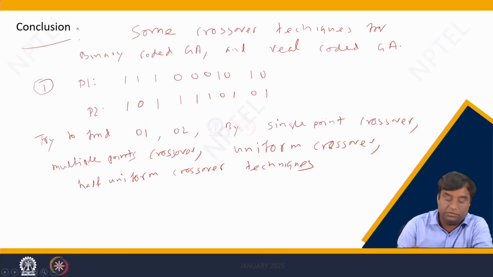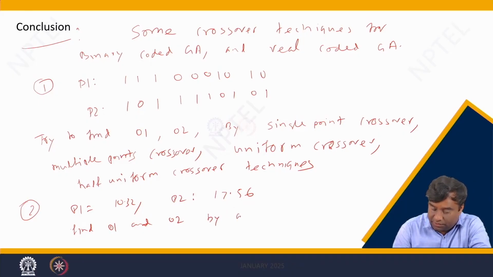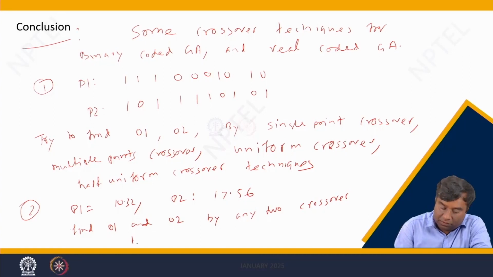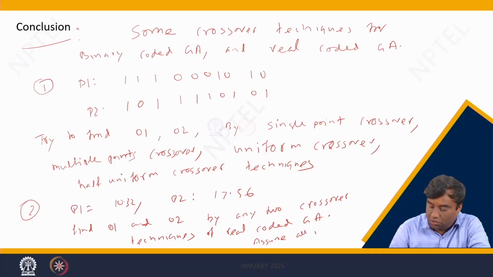And second is that suppose P1 equal to 10.32, P2 equal to 17.56, find offspring 1 and offspring 2 by any two crossover techniques of real coded genetic algorithm. Assume necessary parameters. Assume all the required parameters.